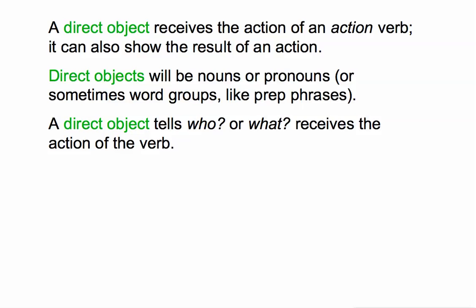Direct objects will always be nouns or pronouns, or sometimes they can be word groups like prepositional phrases, although we're not going to address that in this lesson. A direct object basically tells who or what receives the action of the verb.